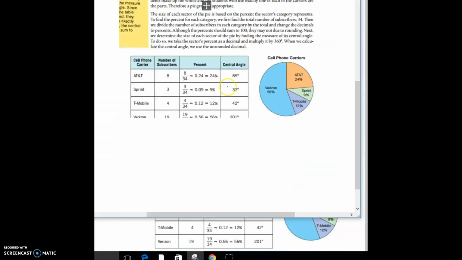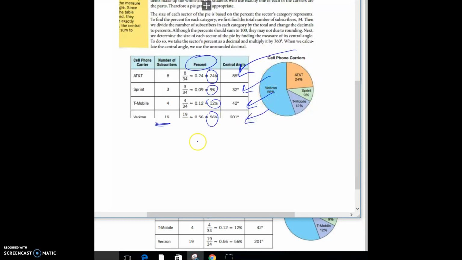Okay, so if you look down here, the book is super nice. They tell you how they got the percents. So again, they got the total, and they took part divided by total, and again, multiplied by 100 to get the percent. So divide, multiply by 100, divide, multiply by 100, divide, multiply by 100. But they don't show you really how they got that guy, or that guy, or that guy, or that guy.